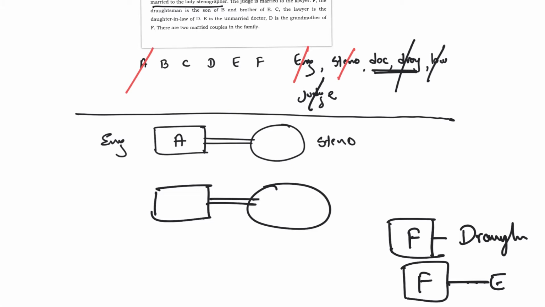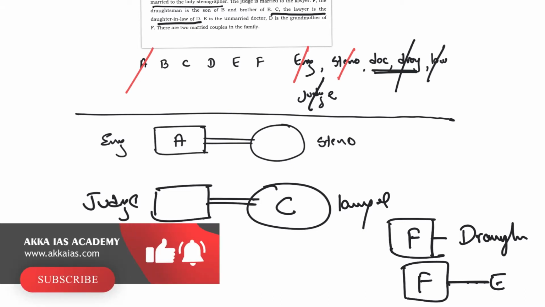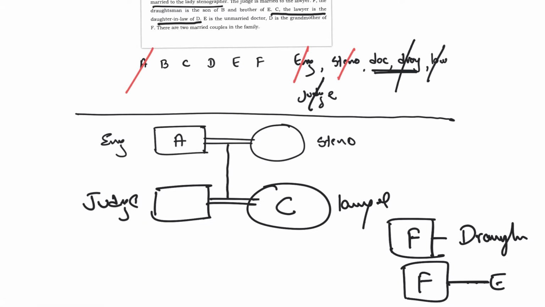C, the lawyer, is the daughter-in-law of D. So see, C the lawyer, we got here, and the lawyer is married to judge. The lawyer is actually daughter-in-law of D, so above them one generation should be there. We draw one connection and D shall be written here. So C will be daughter-in-law of D. These are the linkages.